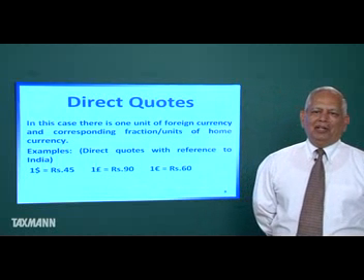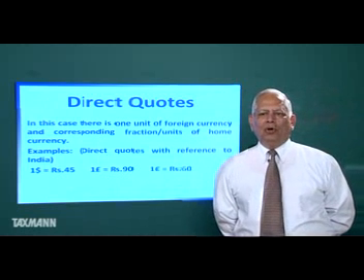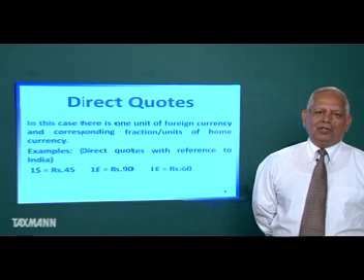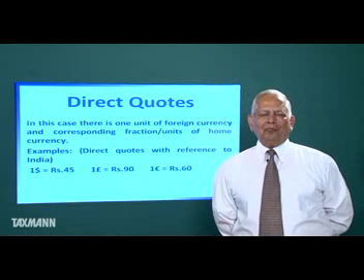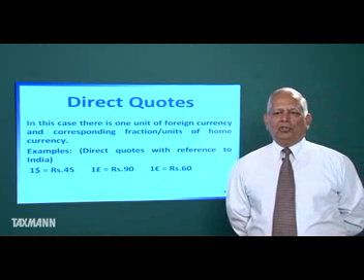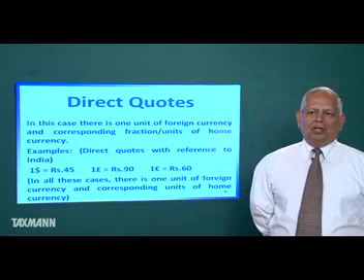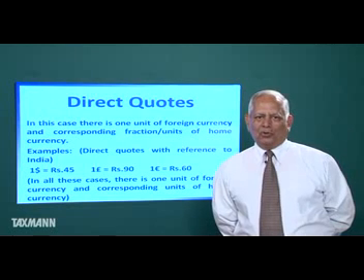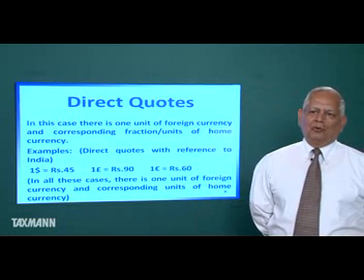What's a direct quote? In case of direct quote, there is 1 unit of foreign currency and corresponding amount of home currency. In this quote, there is 1 unit of dollar, which is foreign currency for us, and 45 rupees of home currency for us. 1 pound is equal to rupees 90. 1 euro is equal to rupees 60. In all these three cases, there is 1 unit of foreign currency and corresponding amount of home currency.